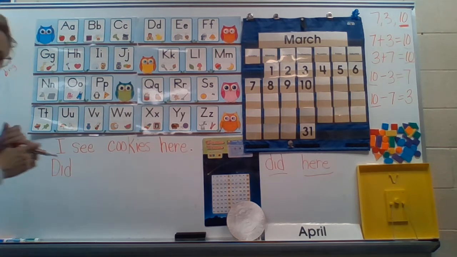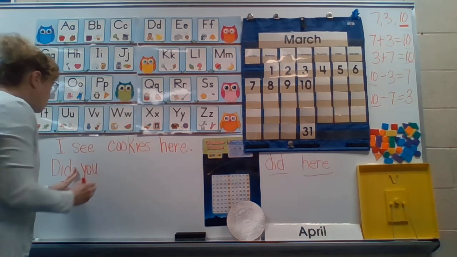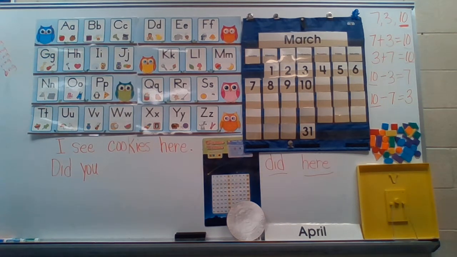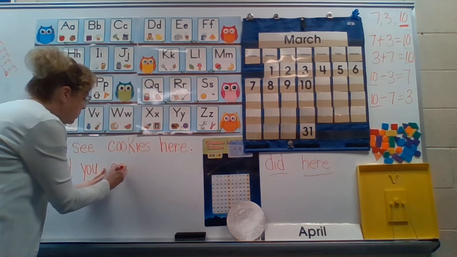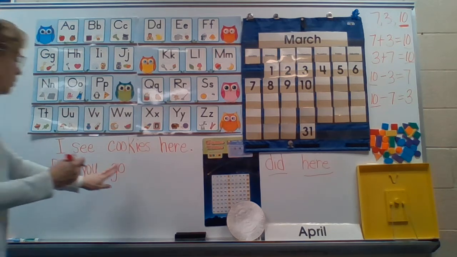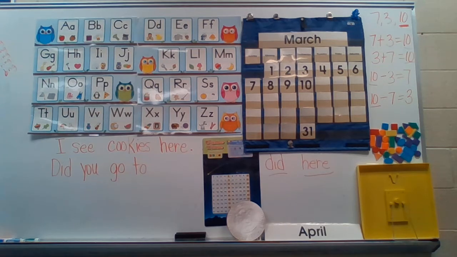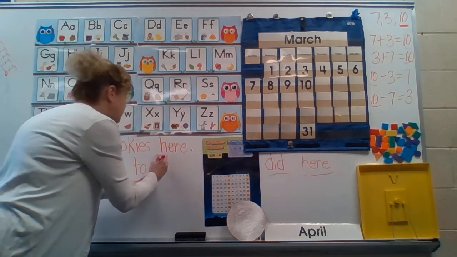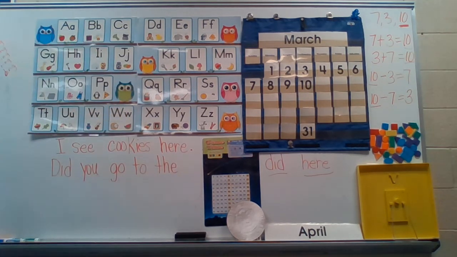You remember how to spell you? That's right. Y-O-U. Did you go? We know that one. G-O. G-O spells go. Did you go to T-O? And the, we've written that a lot. That's T-H-E. Did you go to the?